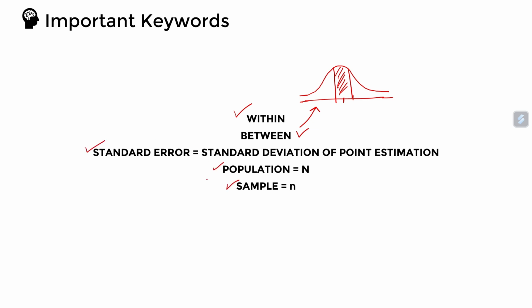Then we have understood about standard error, population and sample. Standard error has a different keyword, which is called standard deviation of point estimation. Both terms the question can contain. Then we understood about population. The population is denoted by capital N and the sample size is denoted by small n. Another thing we understood about is finite population and infinite population.